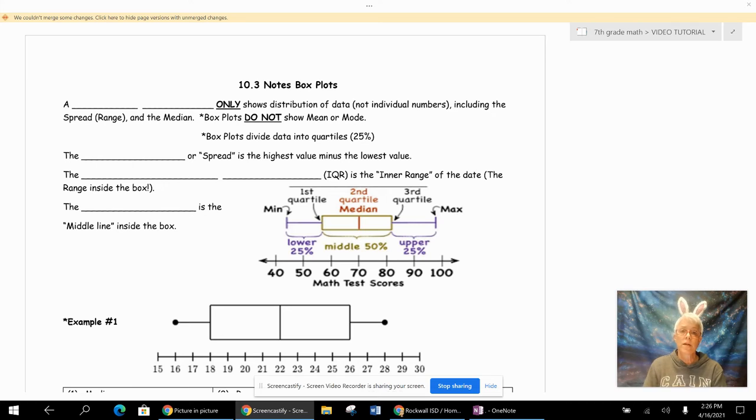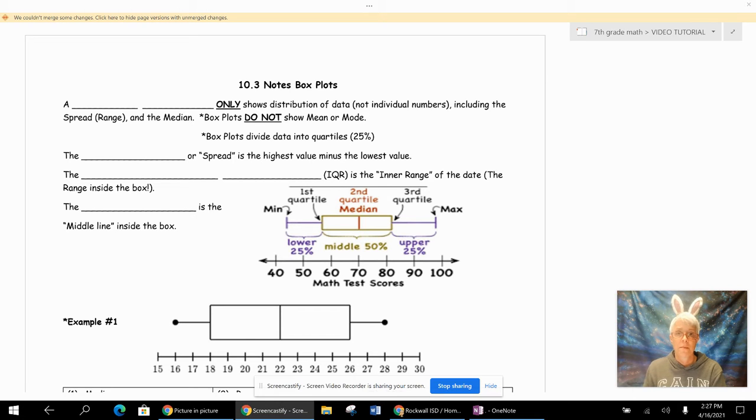Hey guys, today we're going to talk about box plots. Now, a box plot is a lot different from the last two things we've done. There's some of the data that we can find easier looking at a box plot, and then other data you can't find at all. So let's look at it and see what we need to know for this year and see how you can use this.